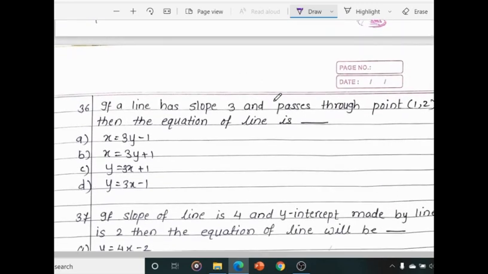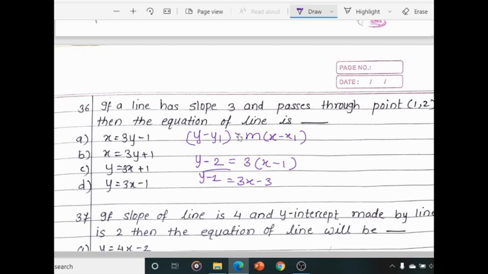If a line has slope 3 and passes through the point (1, 2), then what is the equation of the line? Here again we need to use the slope-point form: y minus y1 is equal to m into (x minus x1). Put in the values: y minus 2 is equal to, slope is given 3, (x minus 1). Solve this: y minus 2 is equal to 3x minus 3.